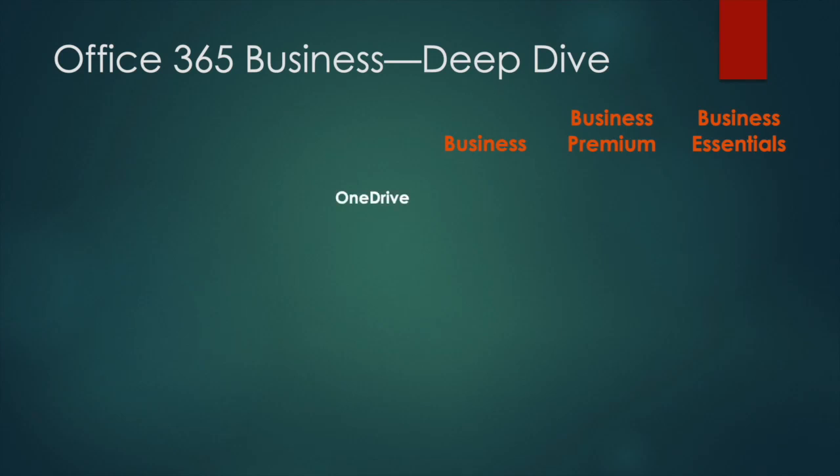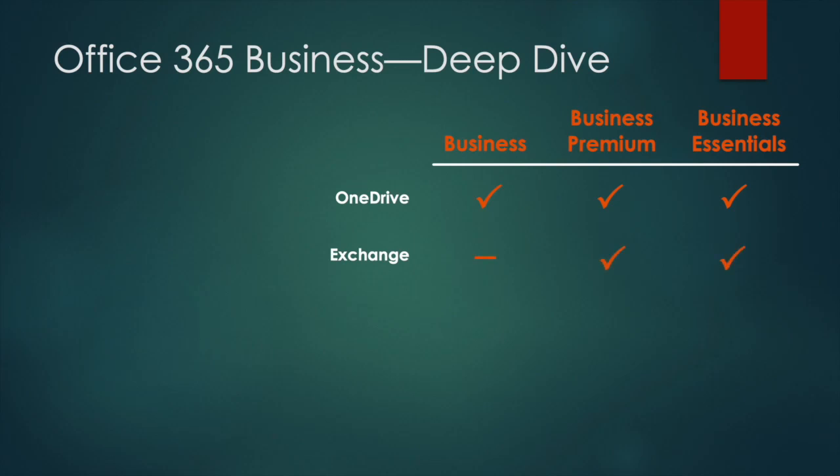First is OneDrive, Microsoft's cloud syncing storage offering. It's available on all 3 tiers. Next is Exchange, an email server available on Premium and Essentials. The same for SharePoint, a collaboration platform, and Microsoft Teams for chat, meetings, notes, and attachments. It's offered on Premium and Essentials. And by the way, Microsoft has announced that Microsoft Teams will eventually replace Skype for Business. So as you can see, Office 365 Business in the first column offers the fewest services.